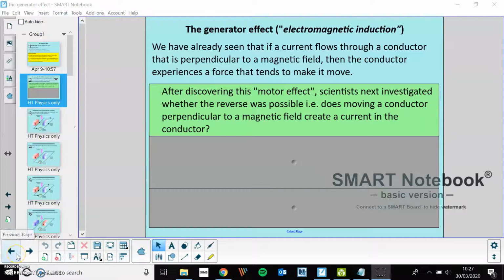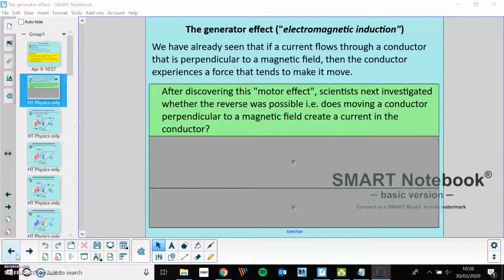Okay, so in this video we're going to now talk about microphones. Just as loudspeakers were something that came out of our study of the motor effect, microphones are something that come out of a similar study of the generator effect. The generator effect is basically the motor effect in reverse.